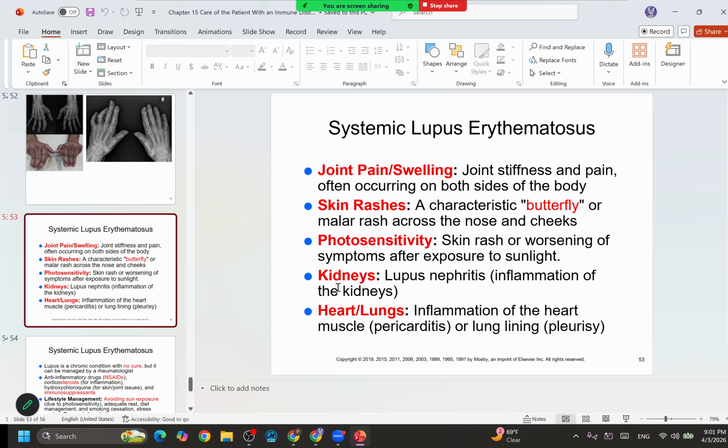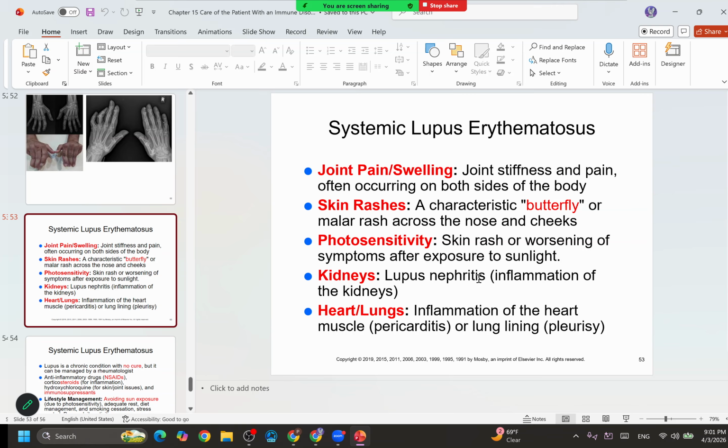Okay, and the kidney. With lupus, the autoimmune system is going to attack your kidney and cause inflammation, called nephritis. That means the kidneys have some kind of inflammation. It's going to cause kidney failure eventually.